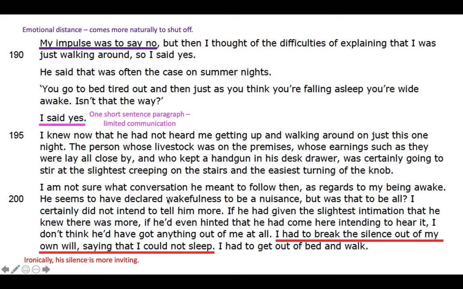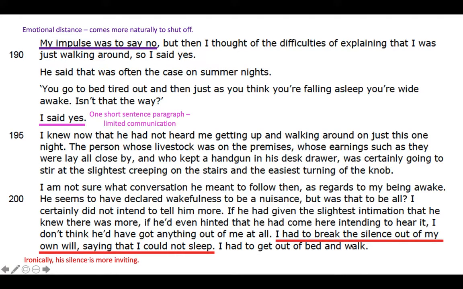But it's quite ironic because his silence is actually more inviting for her to open up, and you might expect today, if someone was having trouble sleeping and seemed to be having trouble mentally, that you would be encouraged as their parent or as their friend to ask them questions and to invite them to talk about it. But it's quite ironic that she says if he had given the slightest intimation that he knew there was more, if he'd even hinted that he had come here intending to hear it, I don't think he'd have got anything out of me at all. So ironically, had he tried to get anything out of her, she probably would have just shut off. But it's the fact that he was completely silent.